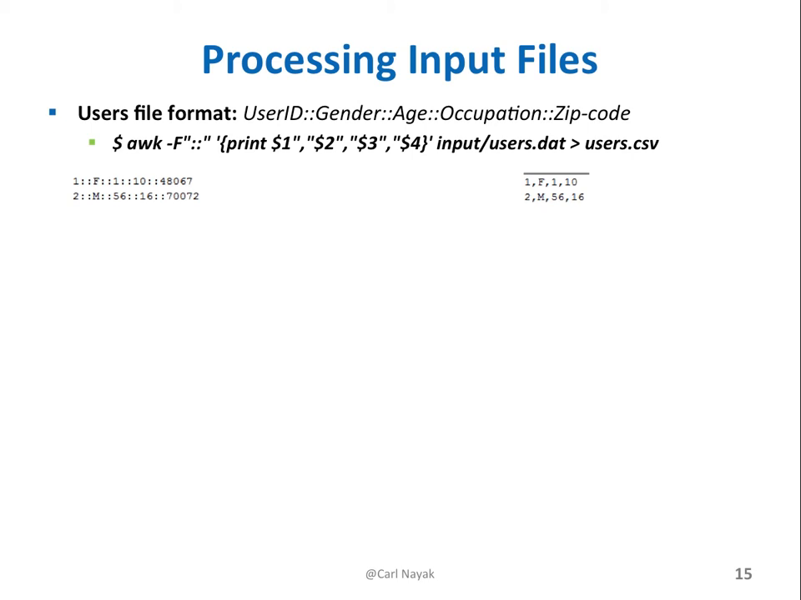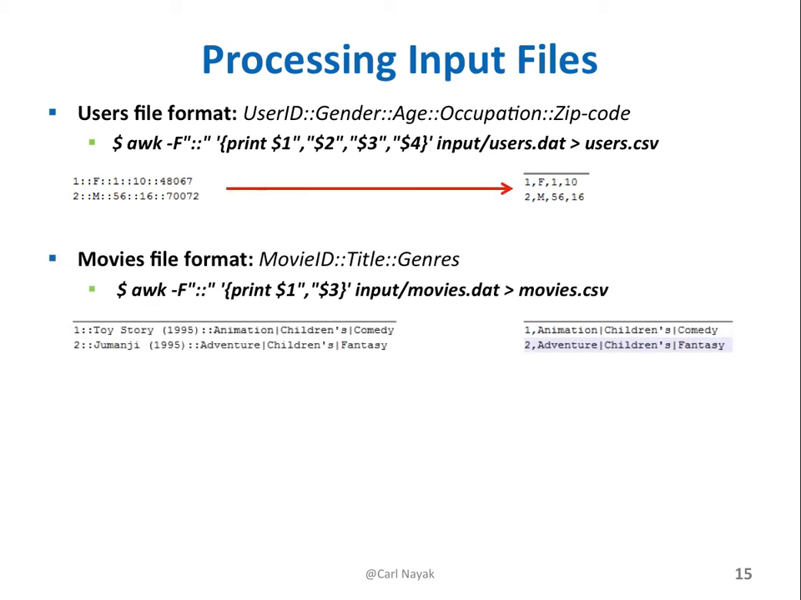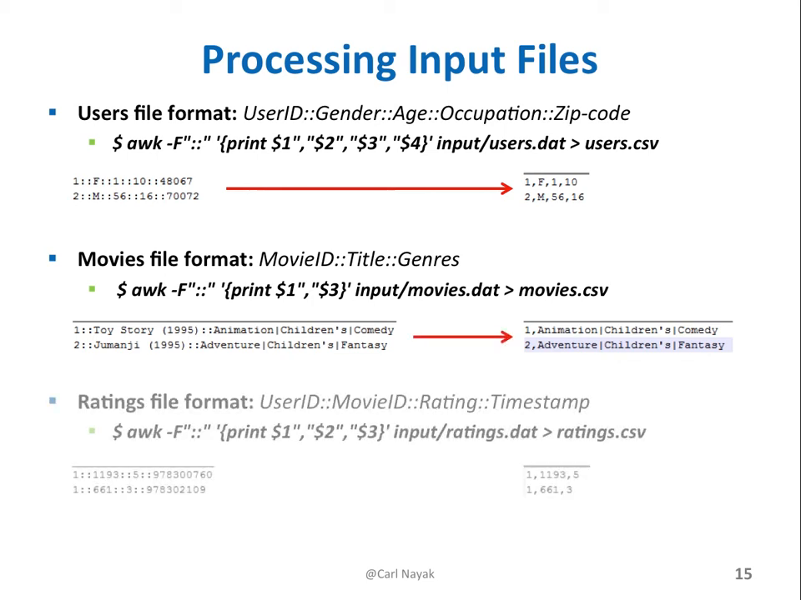Processing the input files. The first step was to convert the DAT files to CSV format for MapReduce. From the user files, I retained all the columns except for the zip code. From the movies file, I retained the movie ID and the genres. From the ratings file, I retained all the fields except the timestamp.